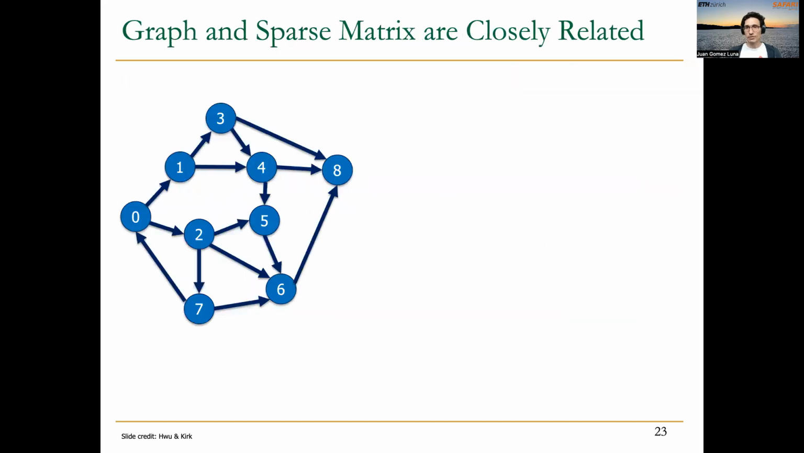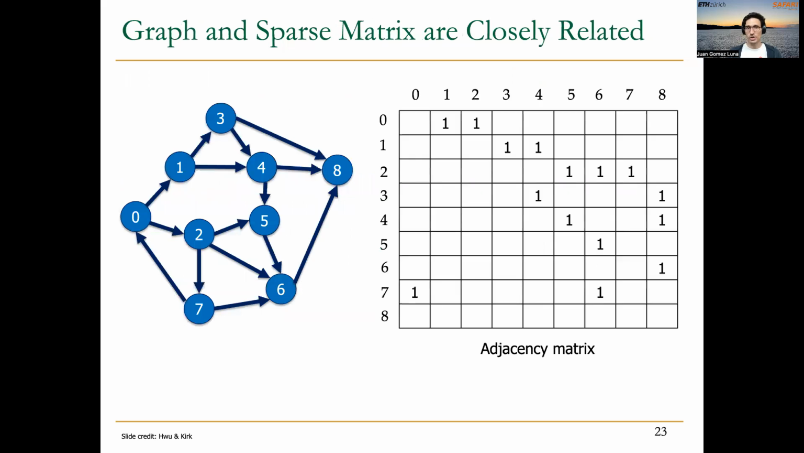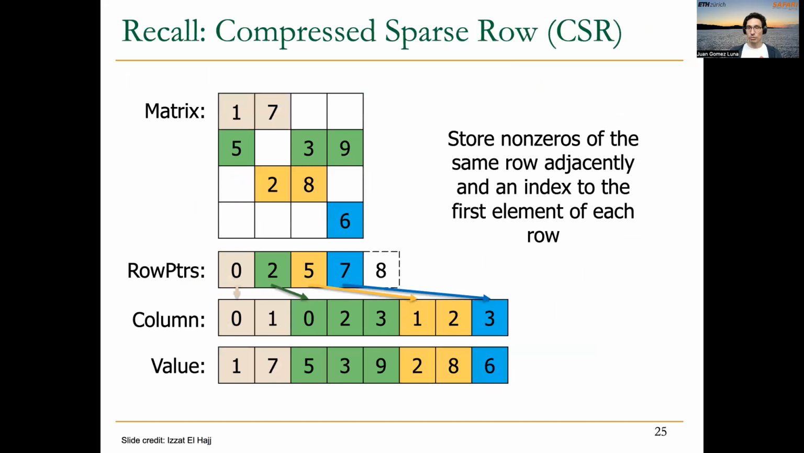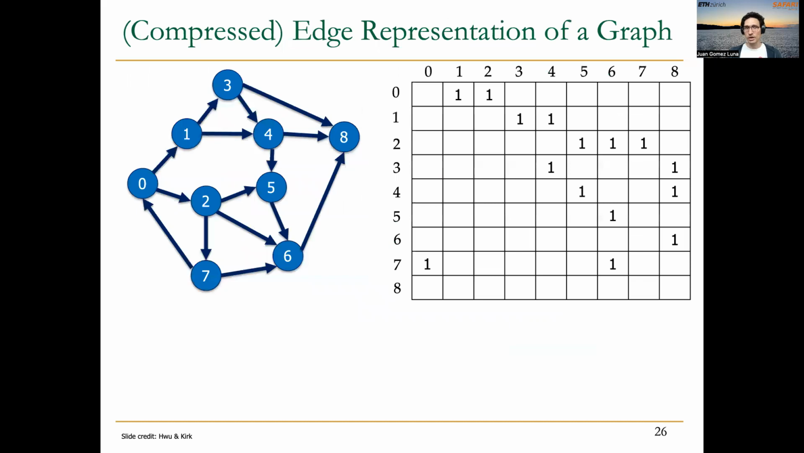As I said, graphs and sparse matrices are closely related because graphs are represented as an adjacency matrix. And the way to compress this adjacency matrix is going to be using one sparse matrix format. For example, the compressed sparse row that we are using as an example here for this adjacency matrix.